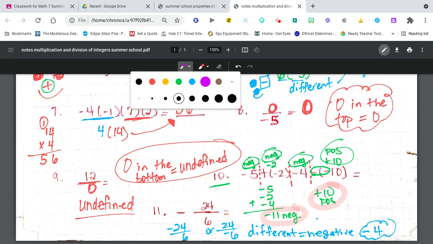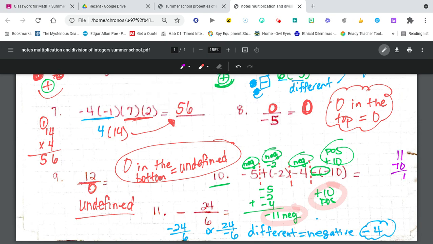Put your larger number on top. 11 minus 10 is 1. Now, is it positive 1 or negative 1? Or which number is bigger? 11 is. And so it's negative. So you keep that sign. So your answer is negative 1. Keep the sign of the larger number. You got more negatives than positives.